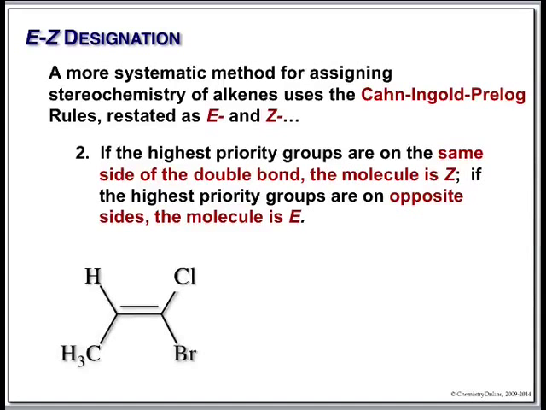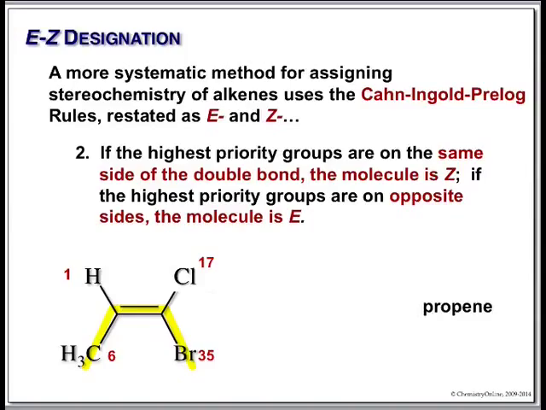Here we are. This is the one we started with. Our atomic numbers are going to be 1, 6, 35, and 17. On this carbon, this is our highest priority. On this one, the bromine is the highest priority. Same side. This is Z stereochemistry.